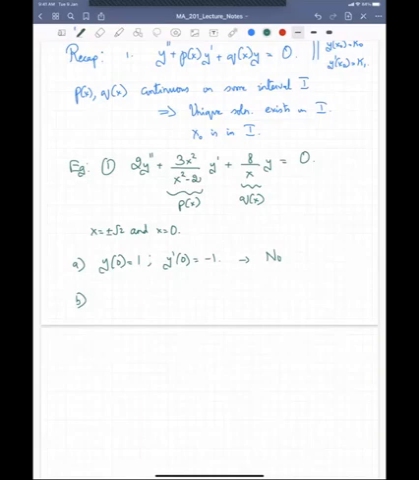Now, suppose I change this slightly and say that y of 3 equals 1, this is your initial conditions, and y prime at, I don't know, 2 equals 5. And now can you think of some interval in which you can claim that a unique solution exists?